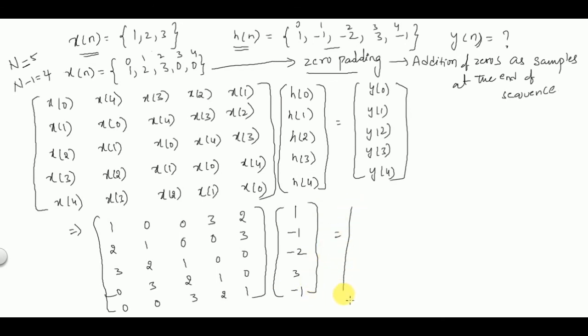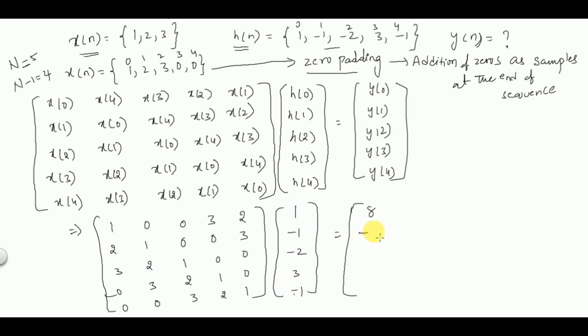So just multiply the first row with this column, then you will get the first value, that is y of 0, which we get as 8, because 1 into 1 is 1, 0, 0, and 3 into 3 is 9, 1 plus 9 is 10, 2 into minus 1 is minus 2, so 10 minus 2 is 8.